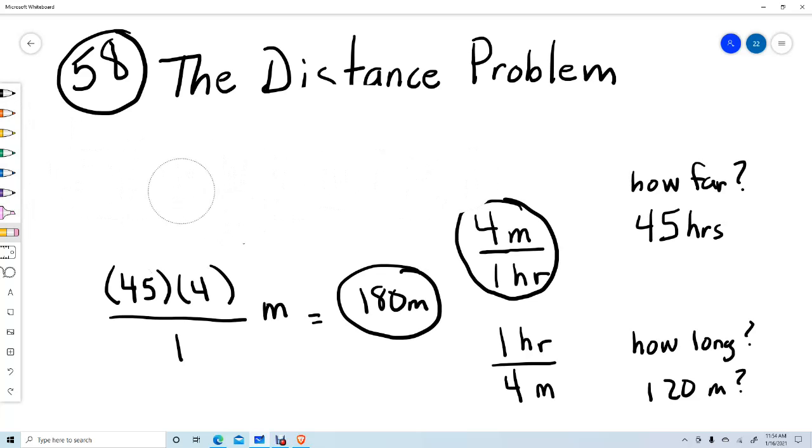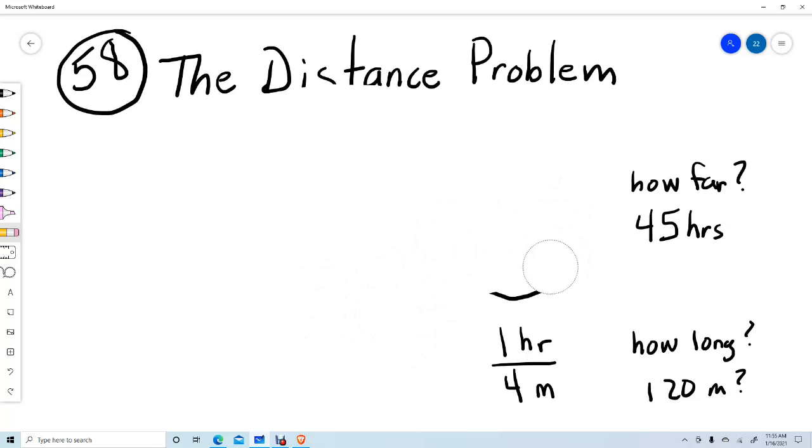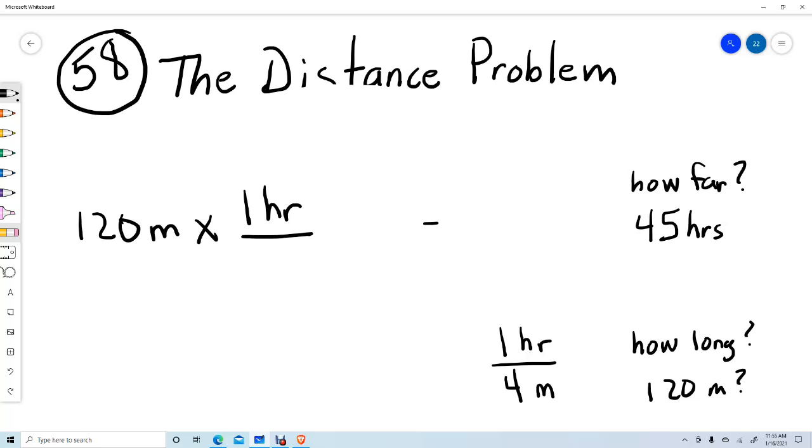Okay, so they can ask how far and they can ask how long. You have to be able to answer either one. So how long? What's the information they give us? How long will it take her to jog 120 miles? We only have our other ratio left. Since we want to end in hours, we have to use the ratio with hours on top.